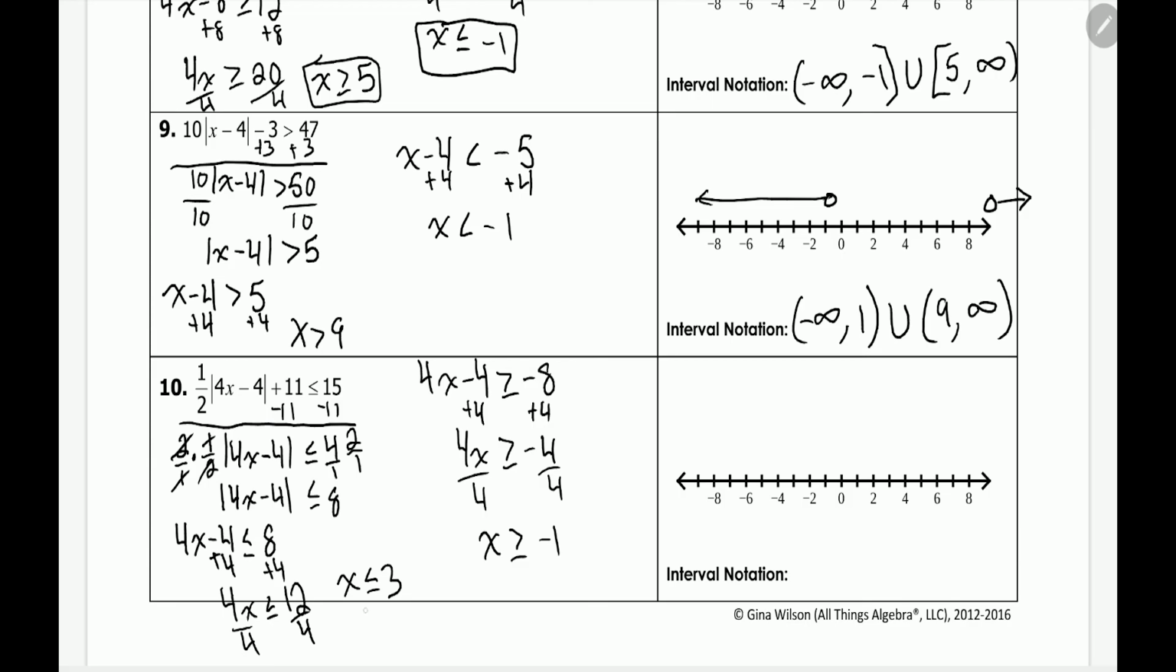Okay, let's graph this. X is less than or equal to positive 3. We go to 3. We have a closed circle. We're looking for numbers that are less than, so we draw our line. Now we have x is greater than or equal to negative 1. We go to negative 1. We have a closed circle, and we're looking for numbers that are greater than. So there we go. We go to the right. Our interval notation for this one, we have a closed bracket, negative 1, comma, 3, closed bracket. That's it for the interval notation.